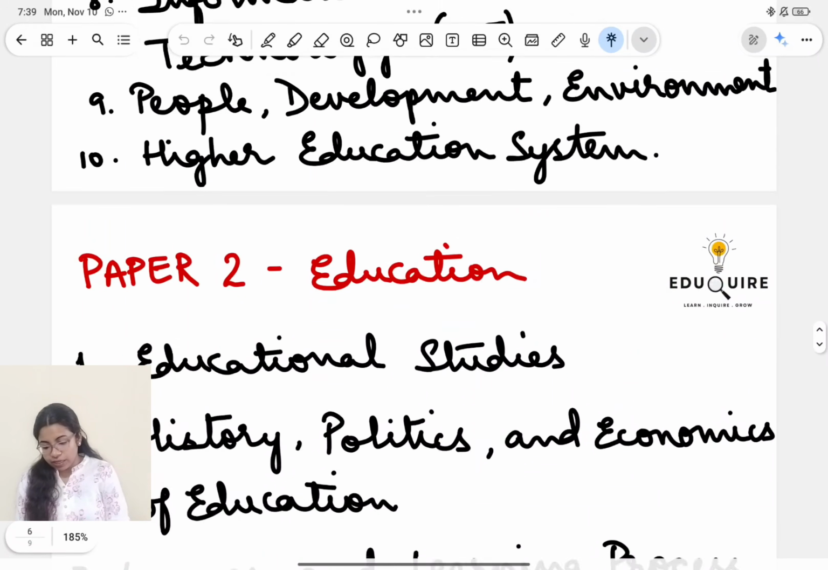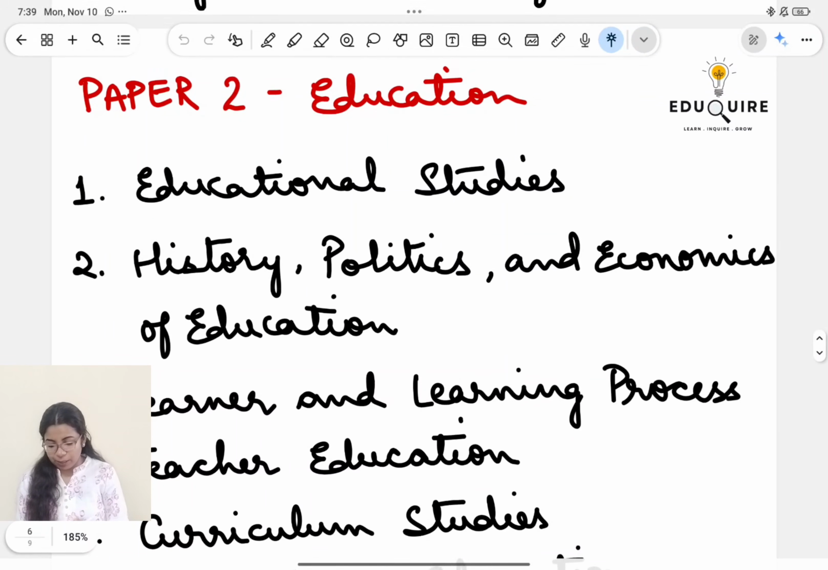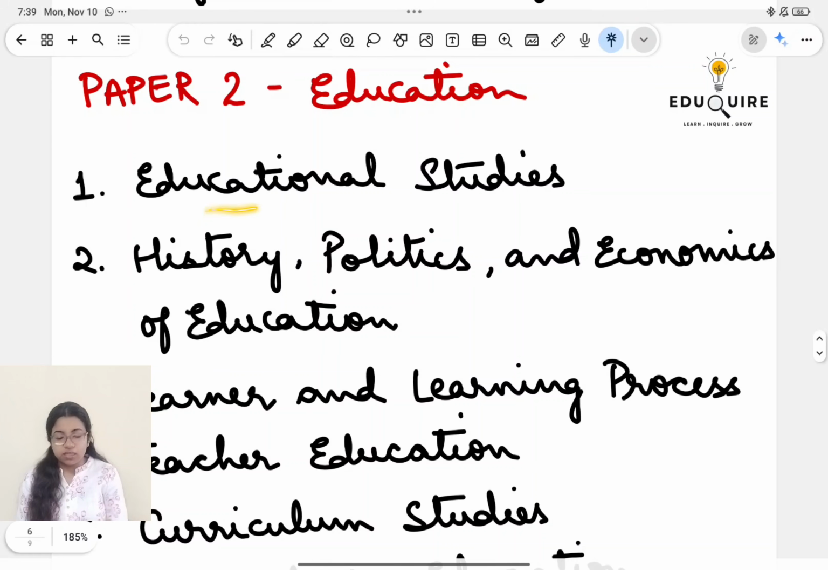Coming to paper 2, education, our subject specific paper, in which Unit 1 is educational studies. Here you will be asked about contributions of Indian schools of philosophy, such as Samkhya, Yoga, Vedanta. You'll also be asked about Western philosophy, such as idealism, naturalism, existentialism. Then the next topic in this unit is sociology of education.